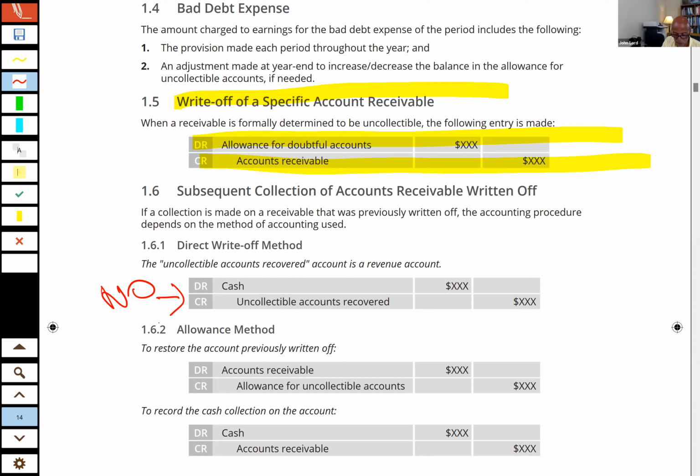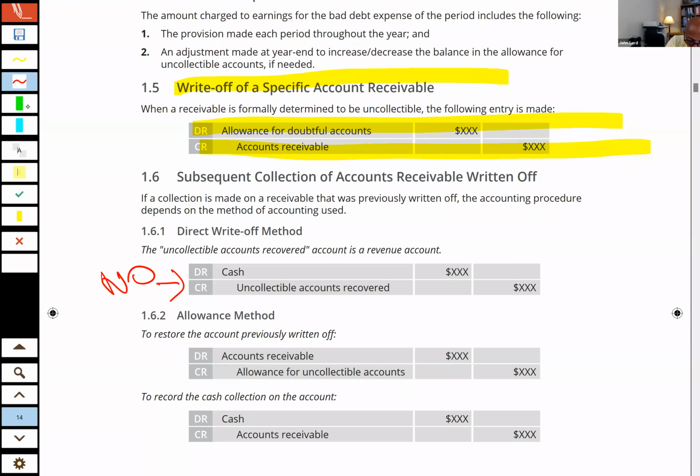for the purpose, huh? What's going on here? What are they doing here? Debit cash, credit, uncollectible accounts recovered. Okay. Yeah, don't do that. I don't know what they're doing there. Just ignore that. No, don't. Just leave the no there.